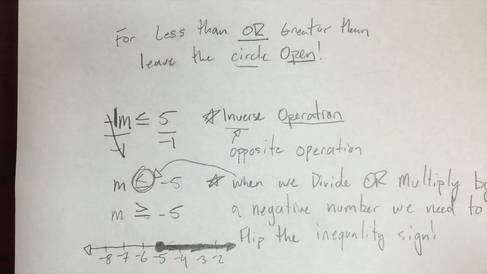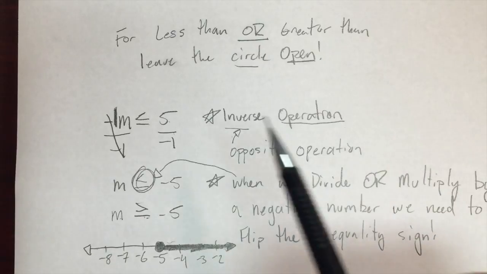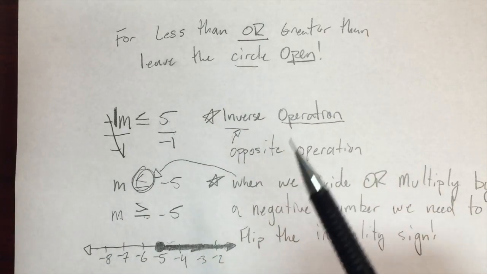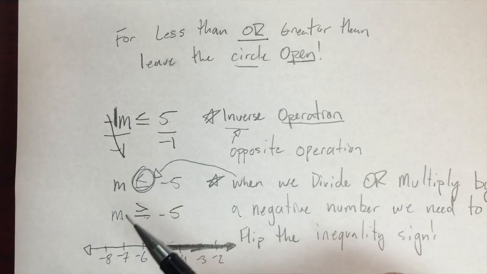Now this is a completed inequality problem. I have the number line graphed. I have an inequality answer. I have solved and graphed this inequality. Again, remember, for less than or greater than signs, leave the circle open. But if there is a less than or equal to or greater than or equal to, you need to fill the circle in, just like this.